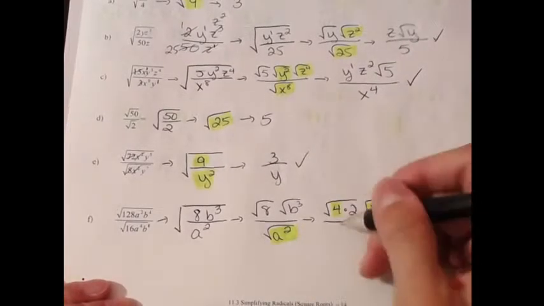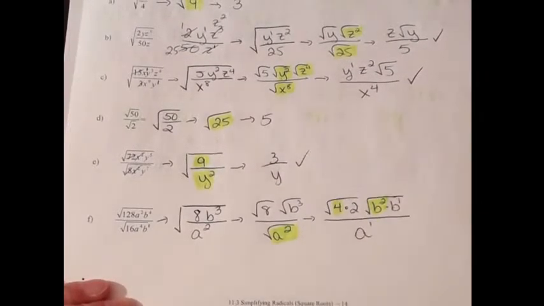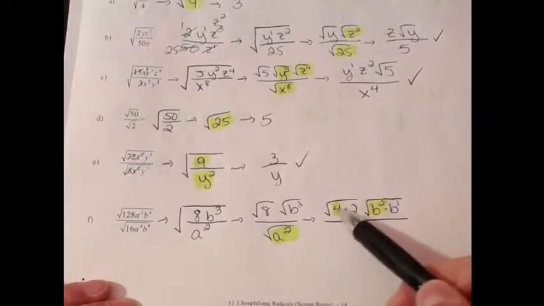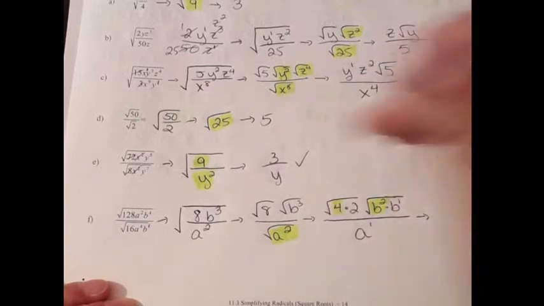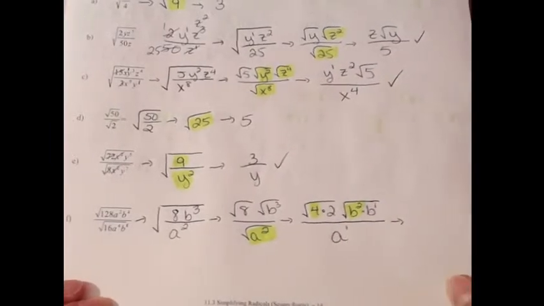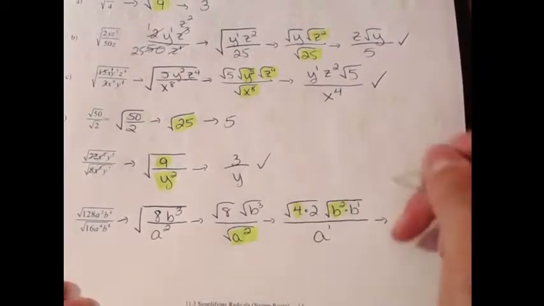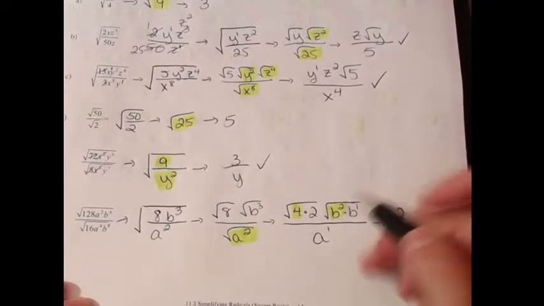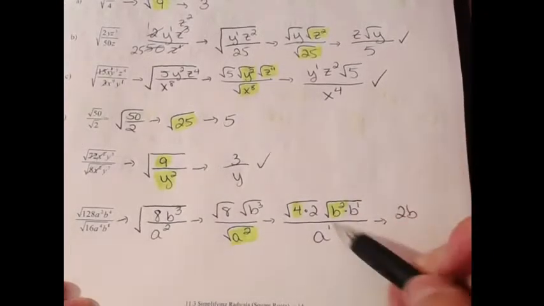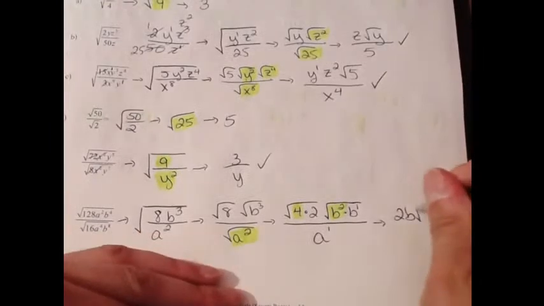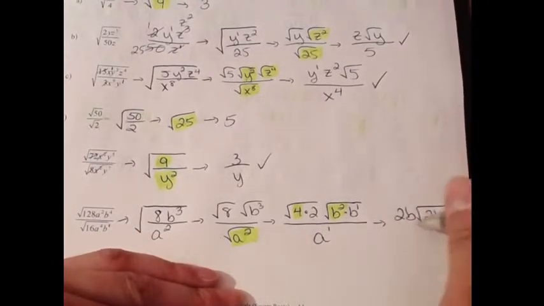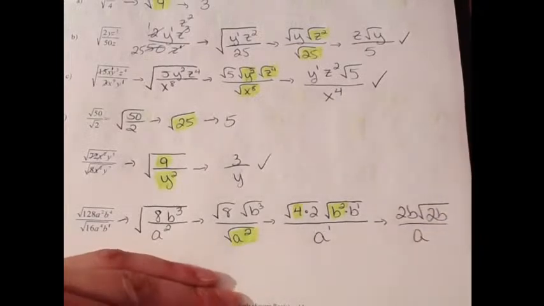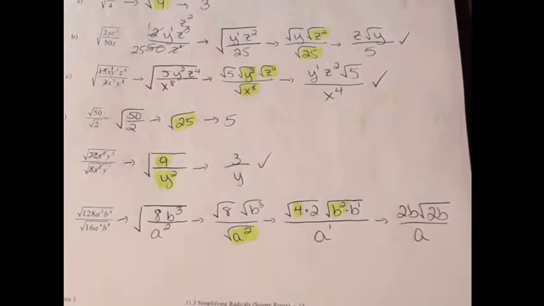Square root of a to the second is simply a to the first. Now, let's note what these become, and we're going to just combine our answer and clean it up simultaneously. Square root of 4 is 2. Square root of b squared is b. And then I still have the square root of 2b. We're going to combine these under the same radical, of course, and then our denominator is a.